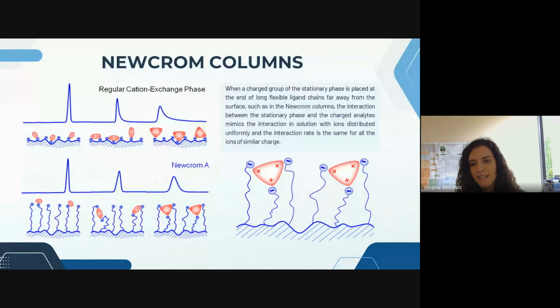This spatial repositioning of charge is critical. By distancing the ionic groups from the rigid silica surface, Nucrom columns reduce steric hindrance and enhance accessibility, especially for analytes with complex geometries or buried functional groups. And the result is consistently better separation performance for these challenging, highly charged analytes.